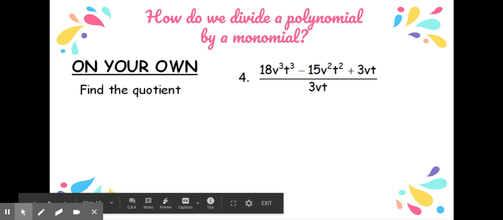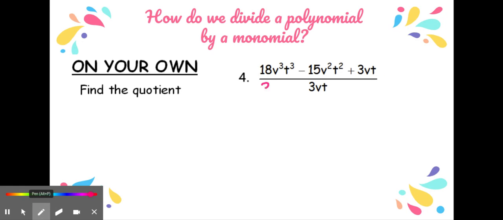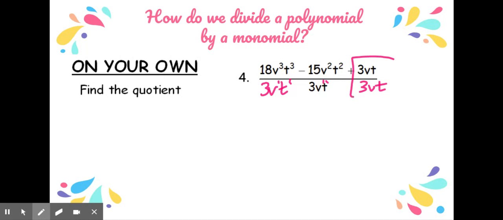Okay, and our last one here. I'm going to just do the same thing again here. I'm going to just write the 3vt underneath each of them. I'm going to put my little ones, 1, 1, 3vt. Now, I'm not even going to put a 1 there because it's something divided by itself. So I'm going to get my plus 1 here. So in here, we have 18 divided by 3 is 6. V, subtract my exponents, I get 2. T to the third divided by t is t. Subtract my exponents, get 2.